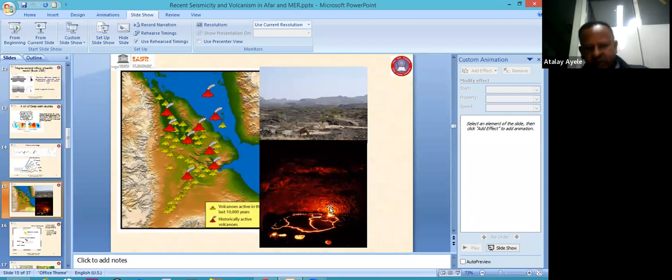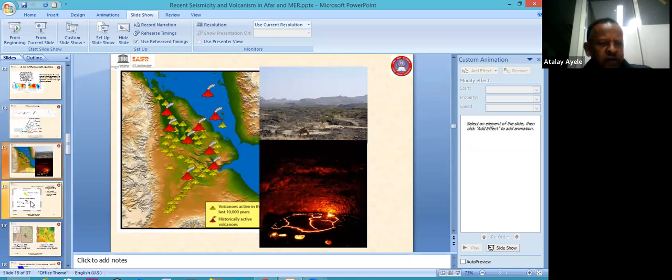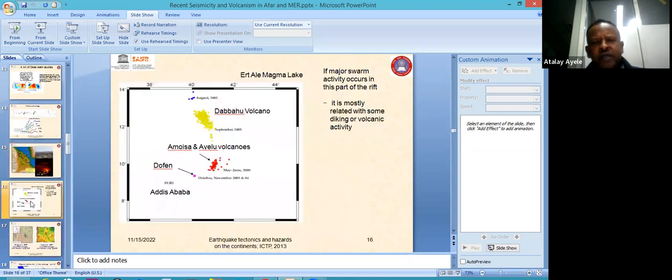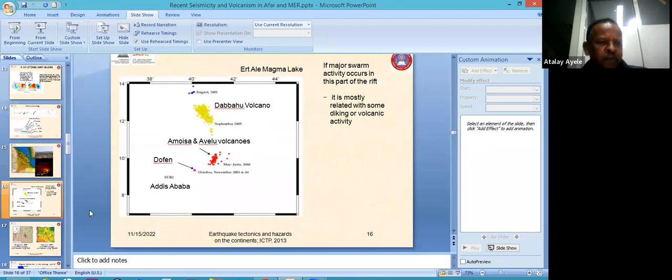And Erta Ale is the most active lava lake, which has existed almost since some geologic past. This map shows the different activities. Even since I came back after my PhD, a lot of the activities that we captured in the Afar are always in the form of clusters, where magmatic activity is dominant.